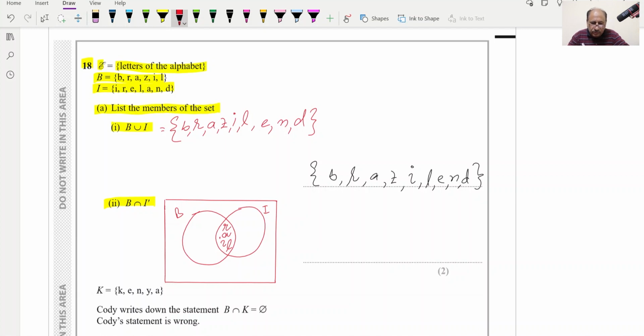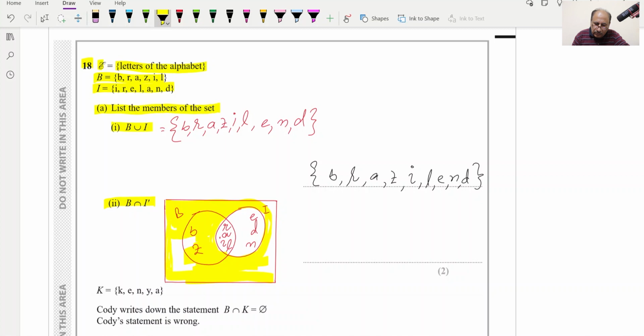And now the members which are only in B, not in I, we will write over here. B and Z, these are members which are only in B, not in I. And the members which are in I but not in B are E, D, and N, which we have written over here. Now we need B intersection I complement. So I complement is what? I complement is whatever is not in I. Not in I will be this outer area, the outer section which is not in I.